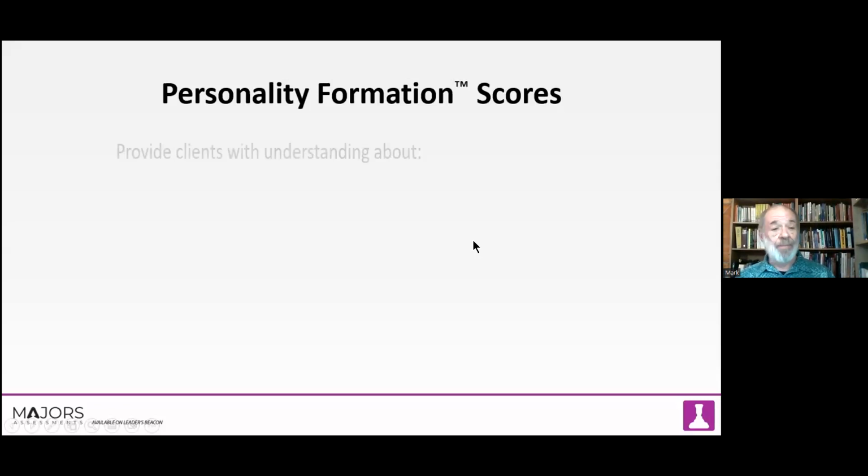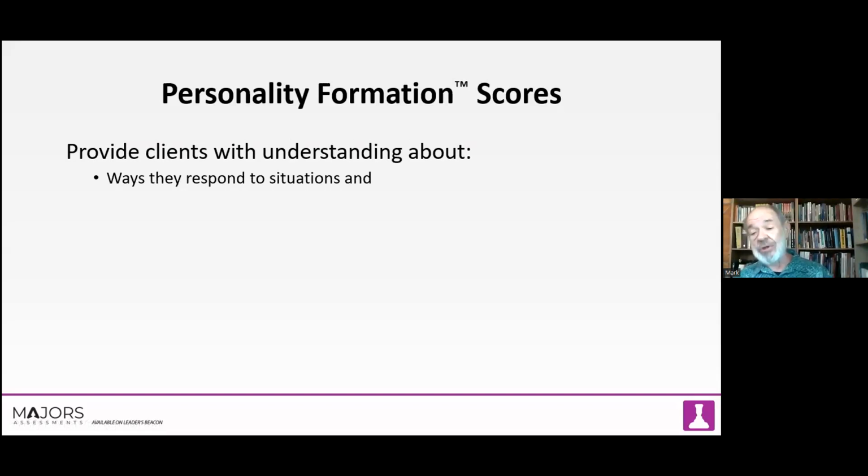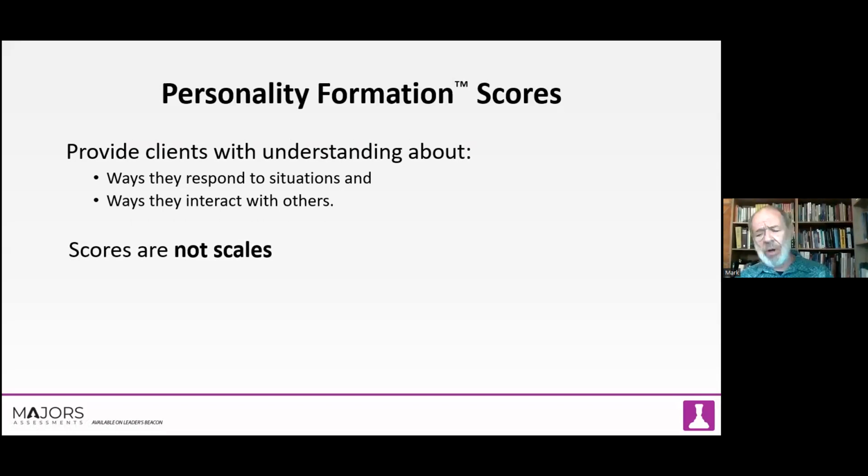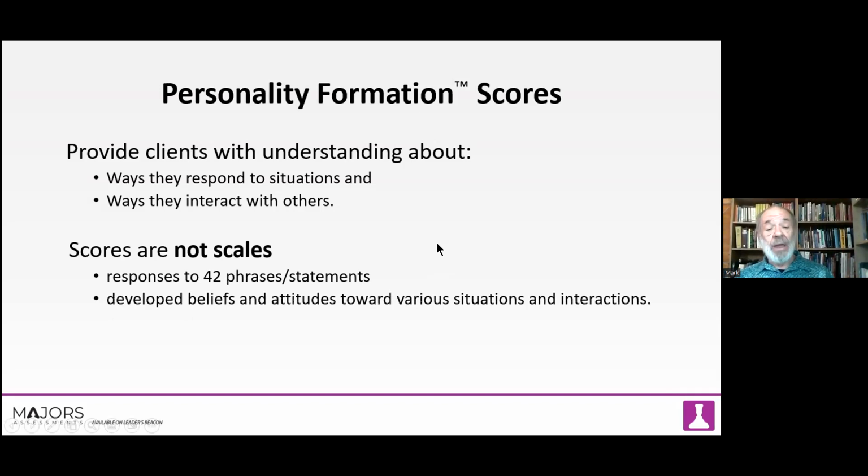Personality formation scores provide clients with understanding about ways they respond in situations in life, things that have developed, ways of responding, ways they interact with others. And they're scores, not scales, because these are just statements that are based upon the actual intent. They're content valid statements. If I say I like bird watching and I say I belong to an ornithological organization, I hope I say that right, then you could say I like birds. That would not be a leap of intellect. They're based on that similar type of notion. So there are 42 phrase pairs of statements, and they develop beliefs and attitudes toward various situations. Developed, therefore, they're changeable.